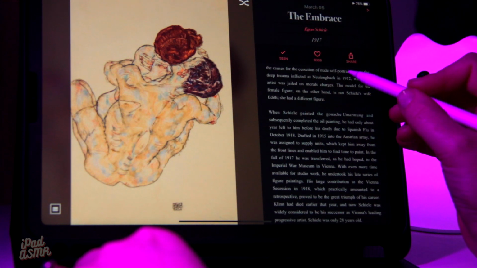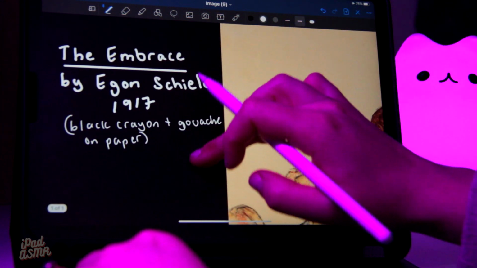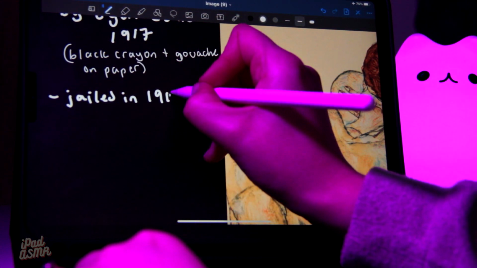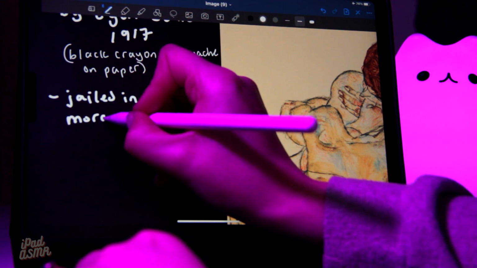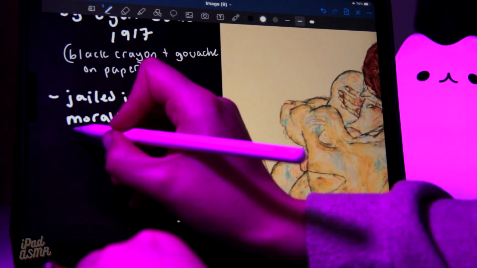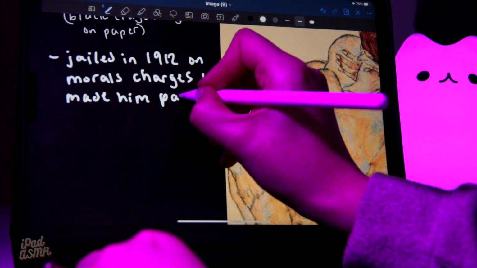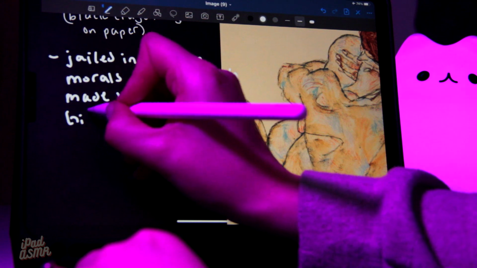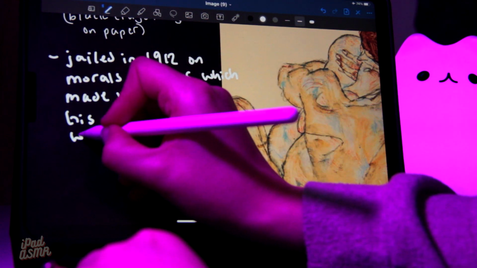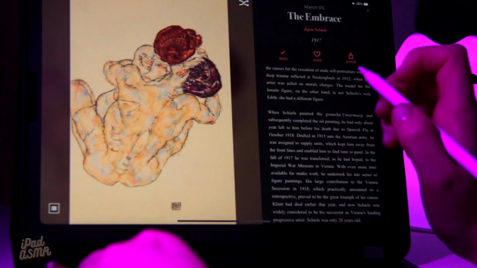So, he was jailed in 1912 on morals charges, which made him pause in his self-portrait work, which understandably you would, wouldn't you? Okay.